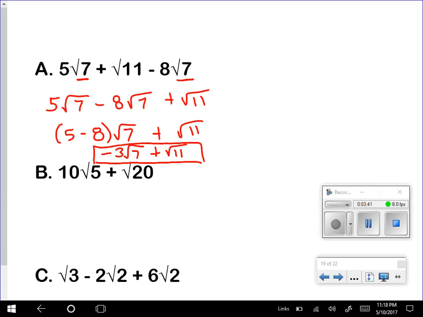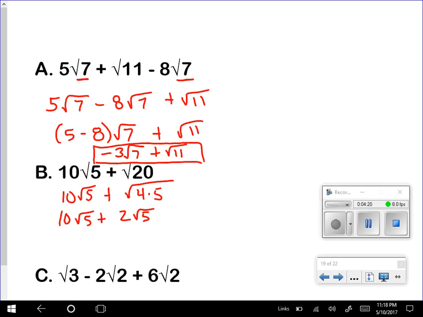So you may be looking at B already and thinking, well, there's no way that I can combine those two. They're not like terms. But we can simplify the square root of 20 to make it possible to have some like terms. So let's look at this. We have 10 times the square root of 5. If I break apart the square root of 20 with a perfect square, I would have 4 times 5, or the square root of 4 times the square root of 5. Well, the square root of 4 is actually 2, so I would have 2 times the square root of 5.